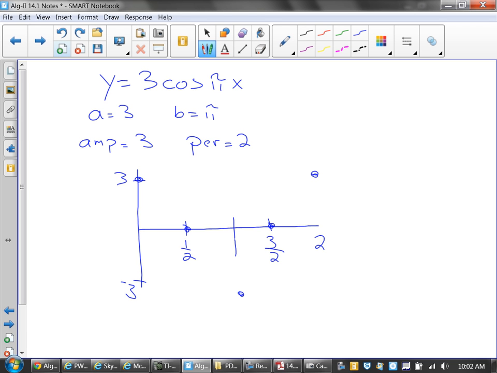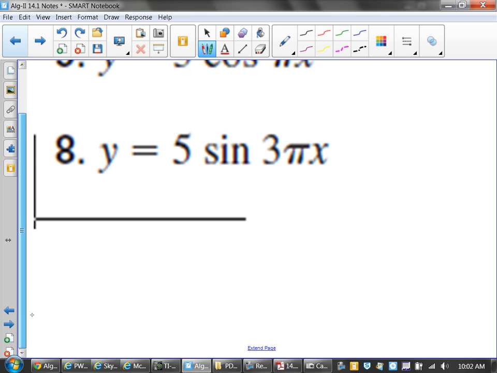Second, I didn't know if I was doing cosine or not. Did it look like that? All right.